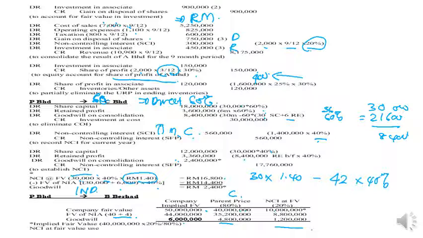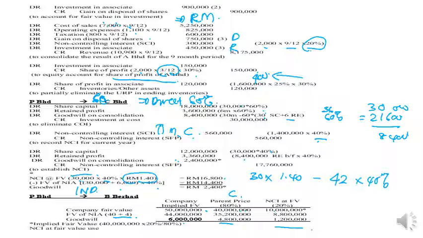For NCI here, it is to record NCI for the current year. The one that you have here is 1.4. What is this 1.4 here? It is the profit in C. Profit in C here is 1.4, so 1.4 times 40%. NCI has 40% in C, so we're going to times with 40%. So this is the share of profit.